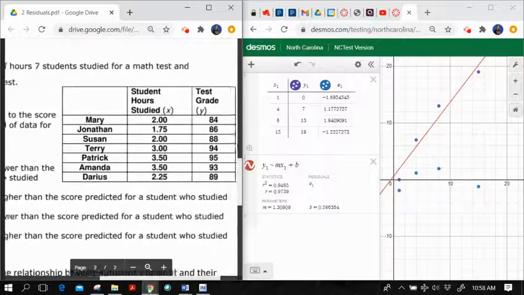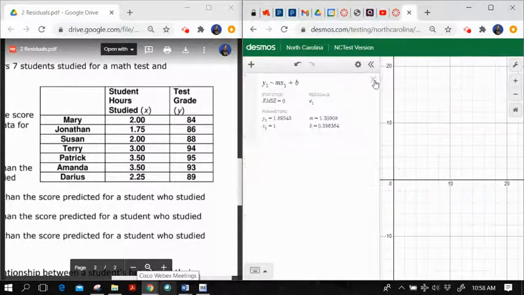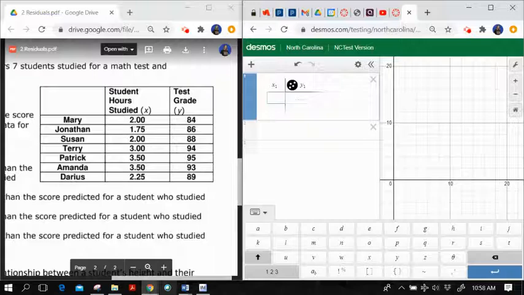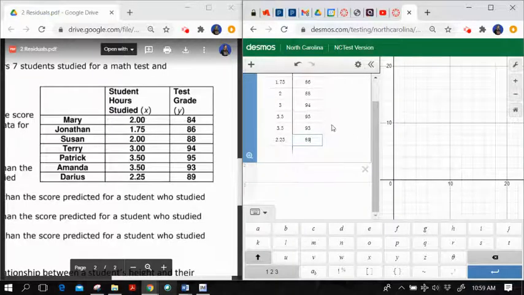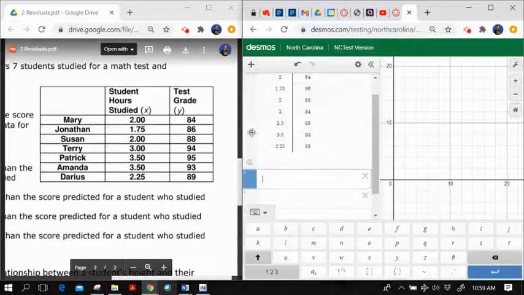So here's what we're going to do. We're going to clear everything out of our Desmos calculator. And then we're going to create a new table using the hours that they studied and what their test grade was. Now that I have all of these points typed into my table, let's again add the f of x expression.